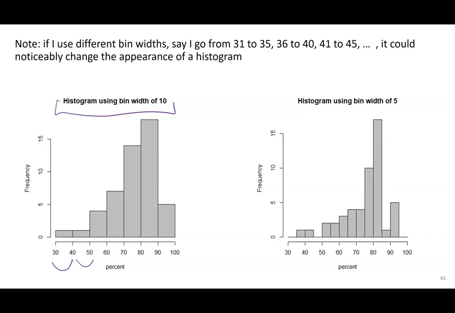And it's definitely a balance. You don't want your bin sizes to be too big. You wouldn't want to have a bin from 30 to 100. It would just be one giant rectangle. That would look really, really weird.